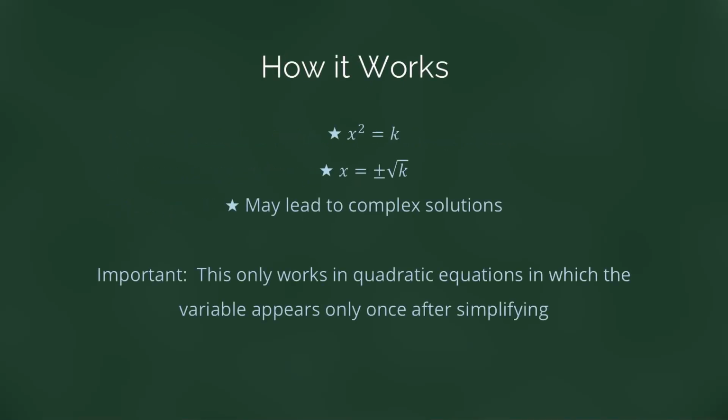Here's how it works. If we have a quadratic equation that we can write in the form x squared equals k, so now we don't need to have 0 on one side, we need to have some number k, then we know that x must be either the positive square root of k or the negative square root of k. Sometimes this is going to lead to complex solutions, and that's okay. The important thing to remember is that this only works in quadratic equations in which the variable appears only once when we simplify it. So if you see your variable written more than once, you're not going to be able to use this method, and we'll have to try one of the other various methods we have for solving quadratics.